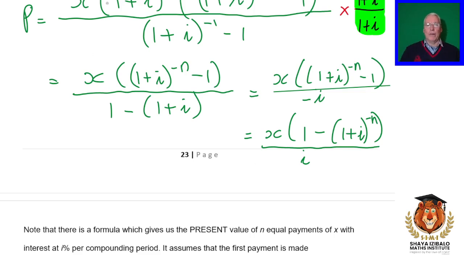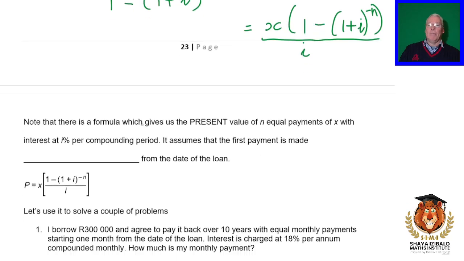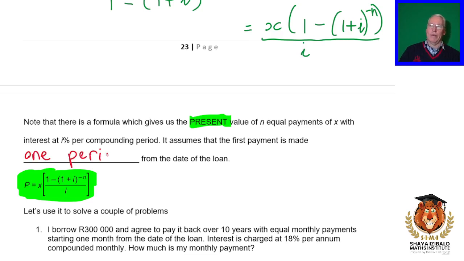You don't need to know this derivation that I've just done. Okay, but what it does, here's the formula, here's it nicely written in the form that it comes on a formula sheet. It gives us the value in today's terms, all right? It gives us the value, the present value of all these payments, and it assumes that the first payment is made 1 period from the date of the loan. Let's just quickly talk about that before we finish off, right? 1 period from the date of the loan.